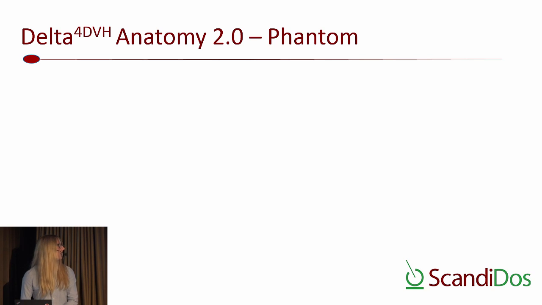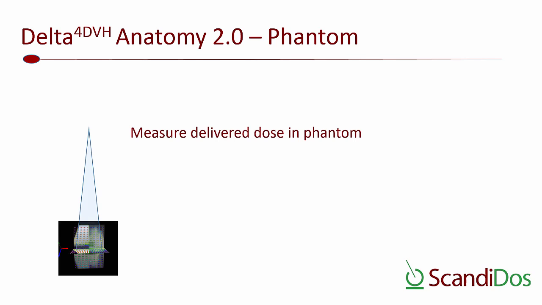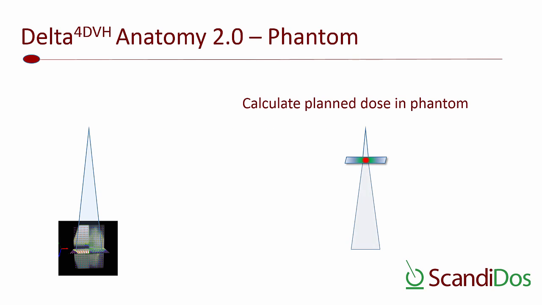So now we've looked at some examples. How do we do this calculation? Well, we start by measuring the dose in the phantom. We then, for every control point, take information from the imported treatment plan and calculate the planned dose in the phantom using information such as MLC position and number of monitor units.